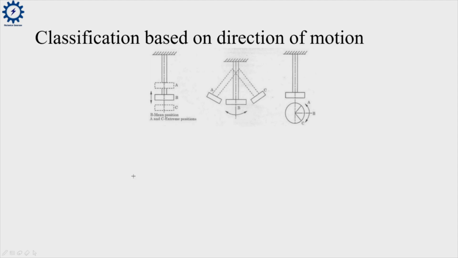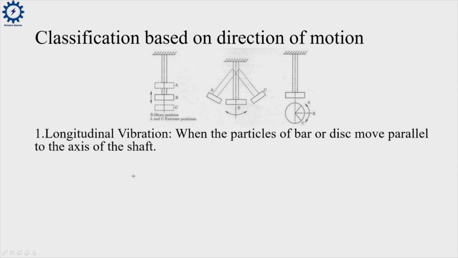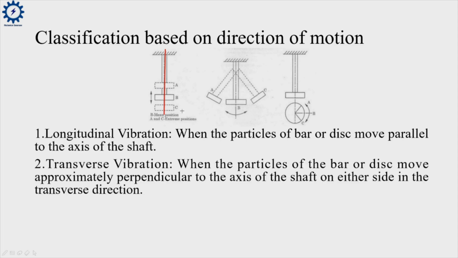The second category of vibration is based on the direction of motion. In this, the first type is longitudinal vibration. In longitudinal vibration, particles of the bar or disc move parallel to the axis of the shaft. This is the axis of shaft, and here we can see the particle of the bar or disc is moving parallel to the axis of the shaft. And the second type is transverse vibration.